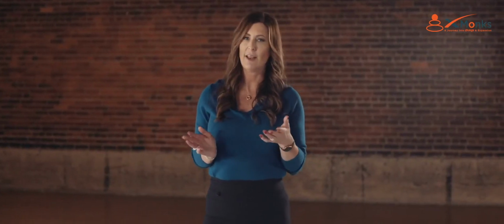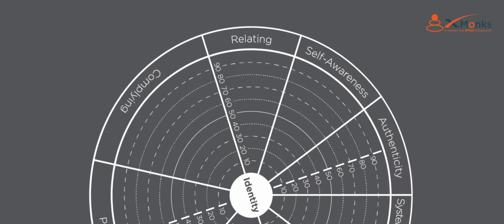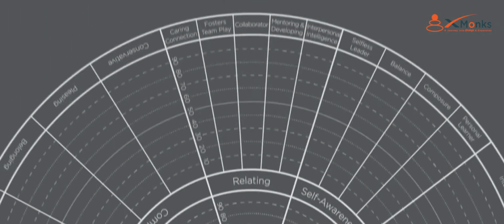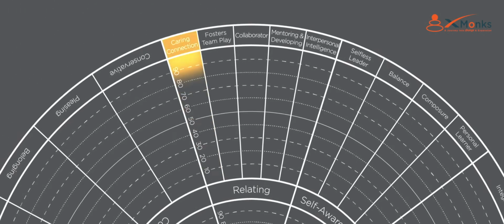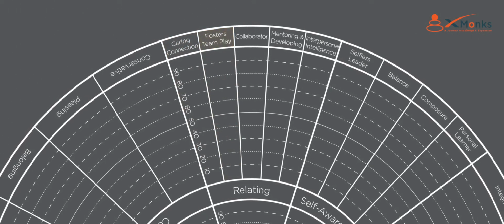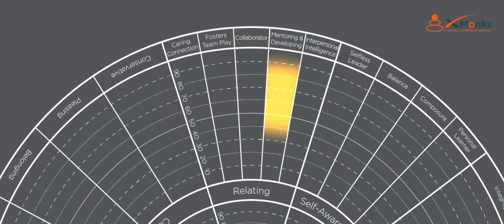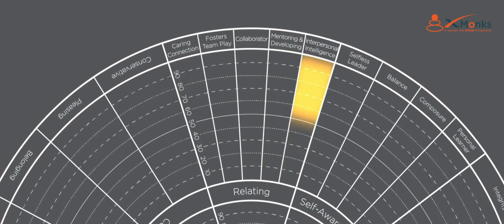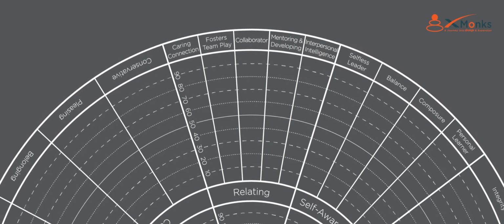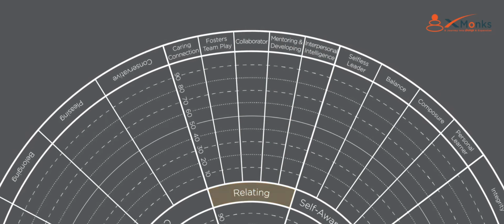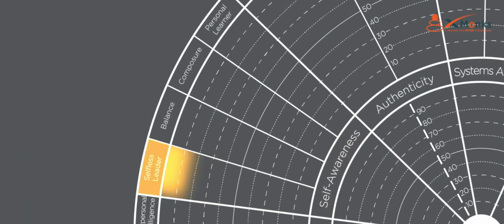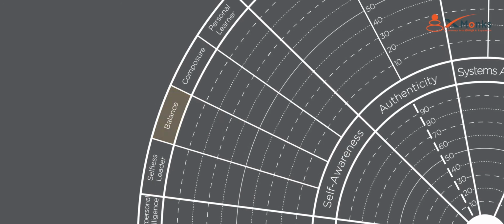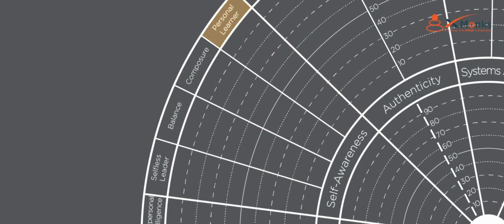So if you were to take any of these inner circle dimensions and ask yourself, what is this really made up of? All you have to do is go to the outer dimension to understand that. So for relating, as an example, you go to the outer dimensions and you see that caring connection, fosters team play, collaborator, mentoring and developing, and interpersonal intelligence are the outer dimension categories for relating. For self-awareness, it's selfless leader, balance, composure, and personal learner.